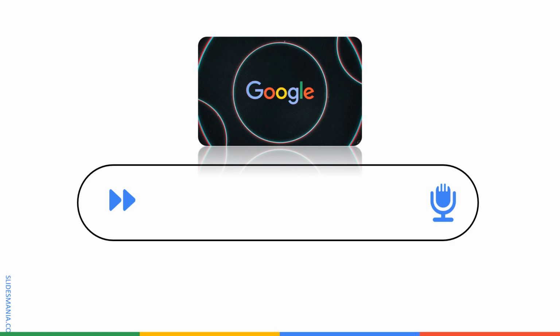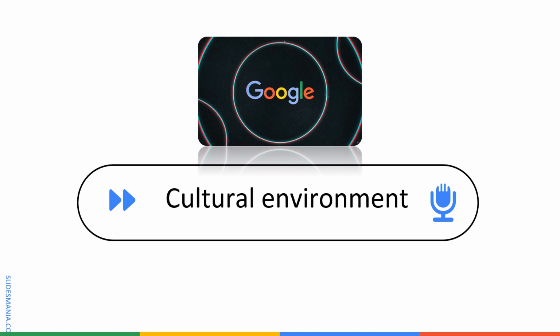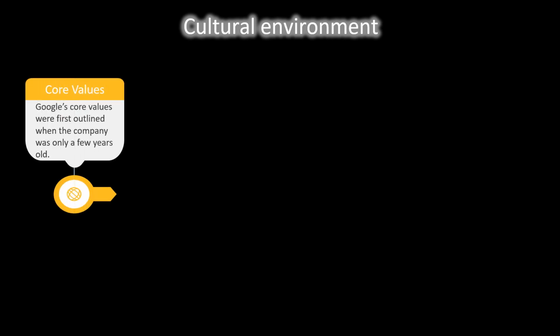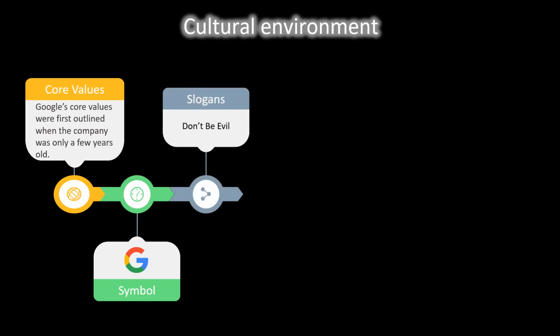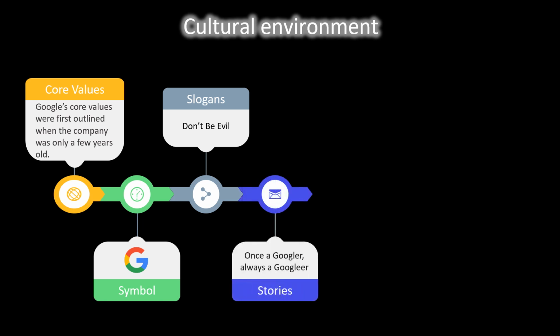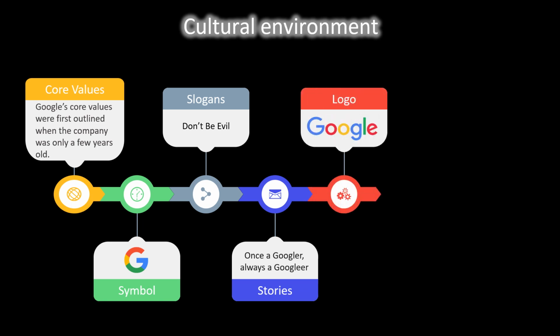Now let's discover the cultural environment, which is also known as the internal environment. Now let's discover 7 factors in the cultural environment. The first is the core value. Google has had this core value from the very first time when it was only a few years old. The symbol is a unique favicon with 4 main colors: red, yellow, green, and blue. Slogan, very, very famous: don't be evil. Story: once a Googler, always a Googler. And logo, too friendly, right? We use this search engine every day.